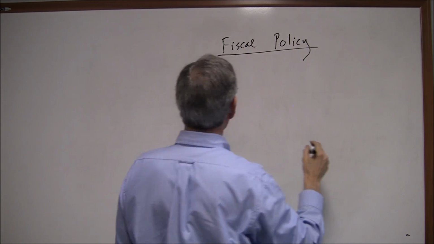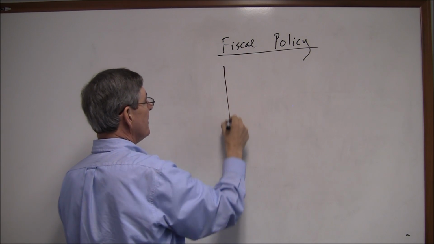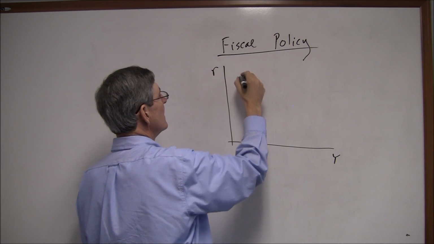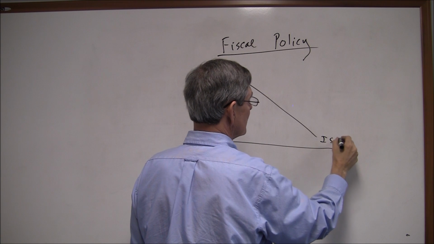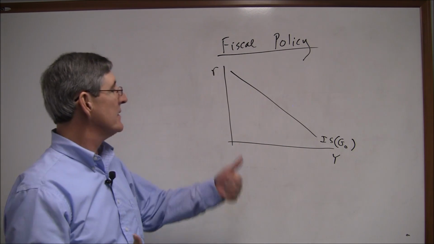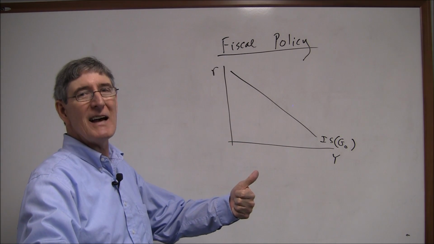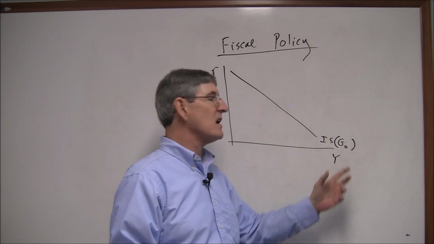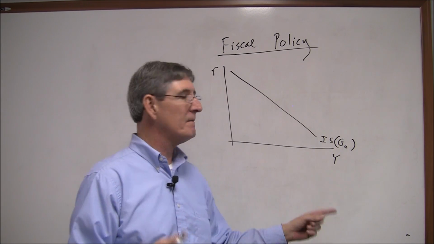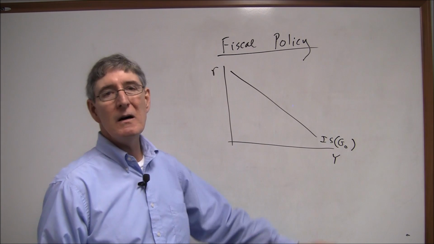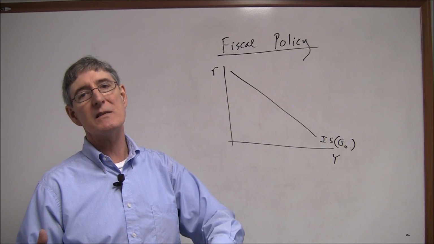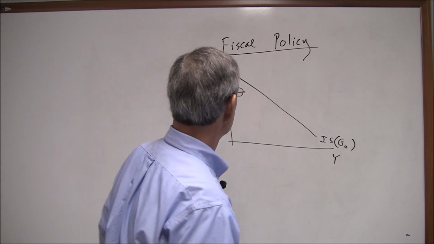All right, so let's start off. Y, R, IS. I'm going to use government spending. An increase in government spending is going to look exactly like a decline in taxes. Or I could use business confidence or consumer confidence. When they go up, it's going to shift the IS curve just like an increase in G. So I'm using an increase in G, but it's more general. It's exactly the same as for a decline in taxes or an increase in confidence. So anything that's going to shift this IS curve.